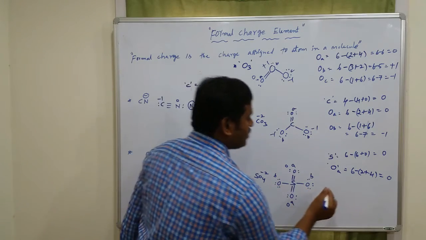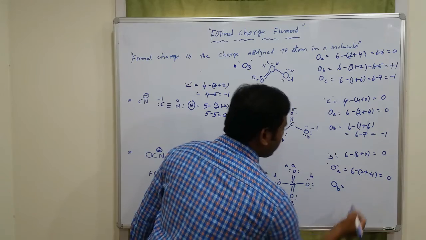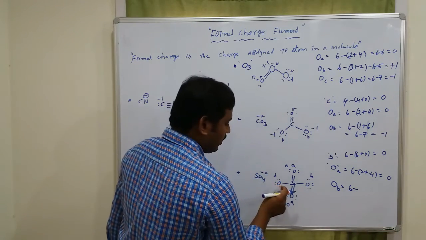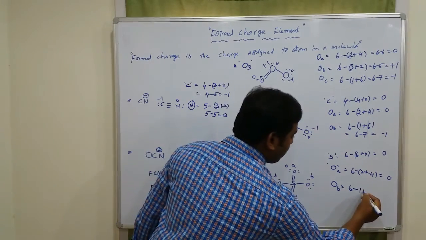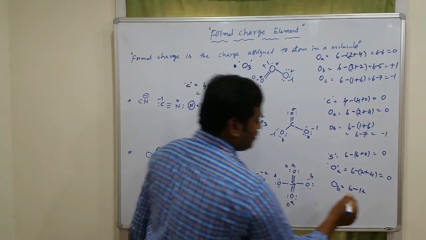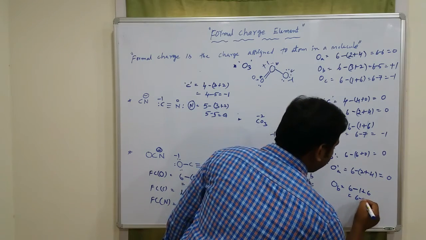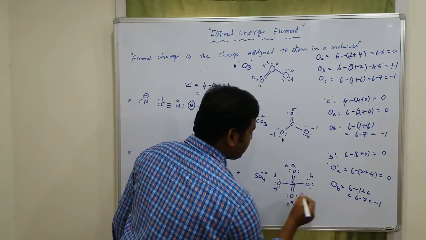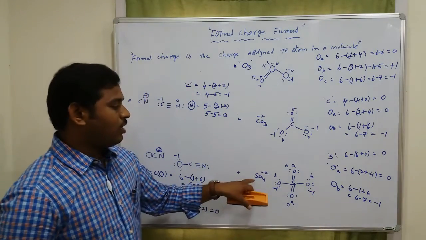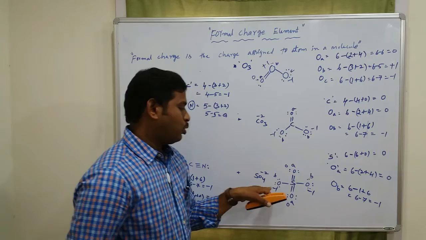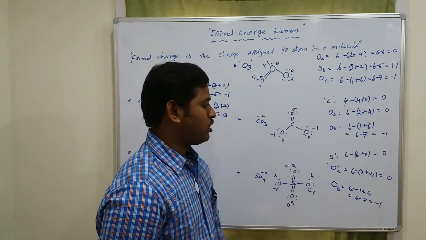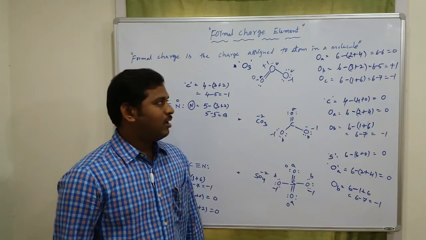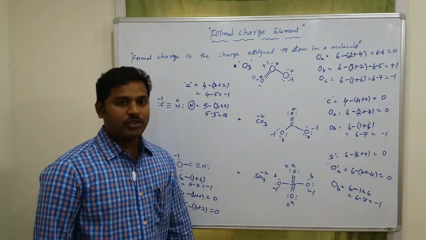Coming to oxygens B. Oxygen group number is 6. Around the oxygen it has only 1 bond plus totally 6 electrons. So 6 minus 7 equals minus 1 charge. So these two oxygens carry a minus 1 charge. In the SO4 2 minus ion, 2 oxygen atoms carry a minus 1 charge. So this is the simple way you can easily calculate the formal charge.